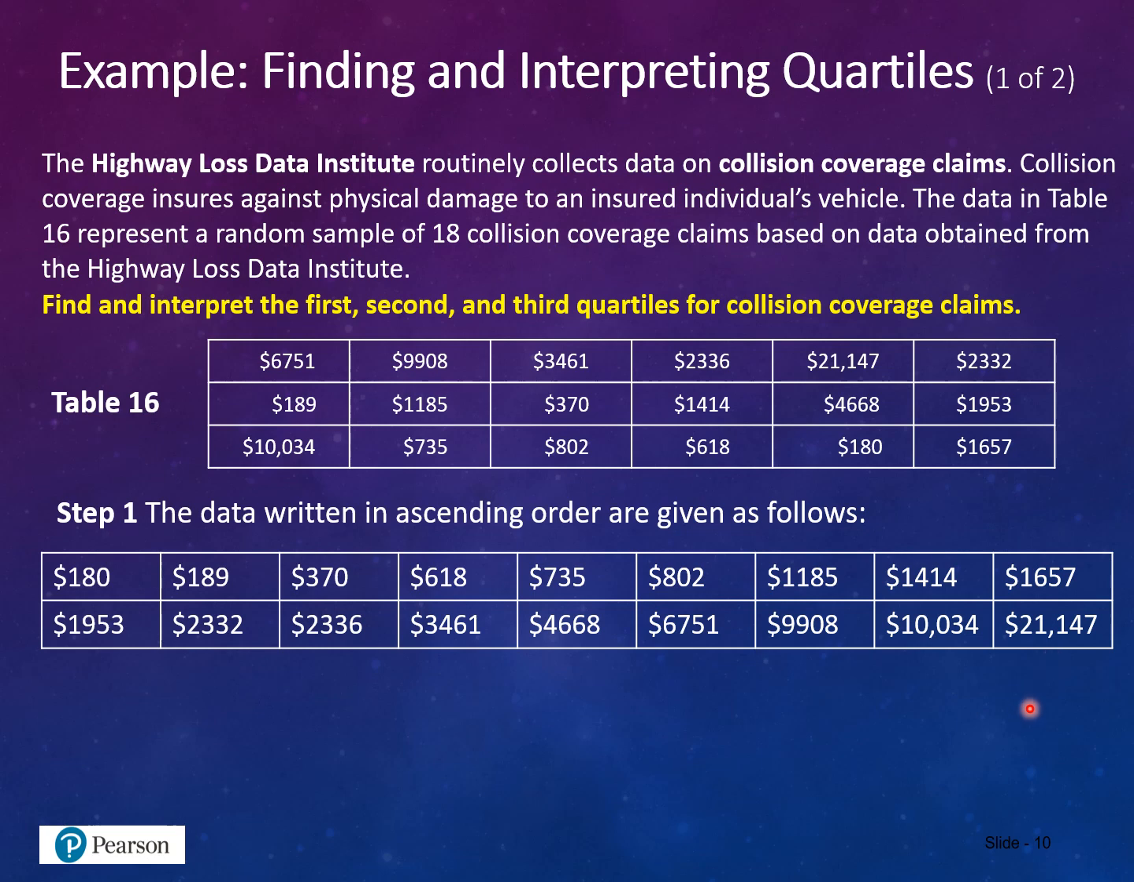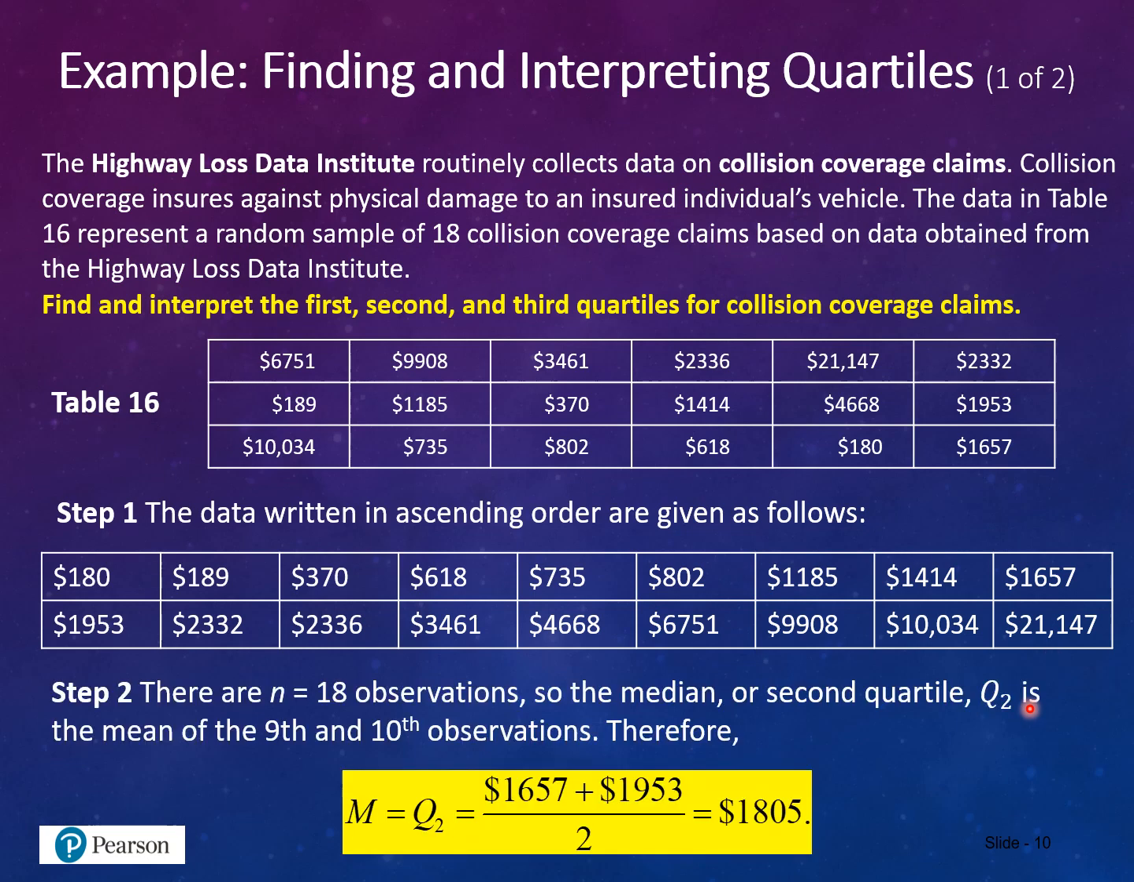Then we calculate the median of this data. Since there are 18 observations, we take the two middle values, which are 1657 plus 1953, and then we divide them by 2 because we're finding the average between them. Because the median value is halfway between these two values, we get 1805, and this is our median, which is also our quartile 2 marking.